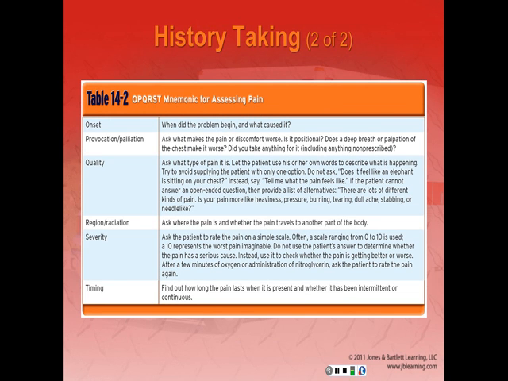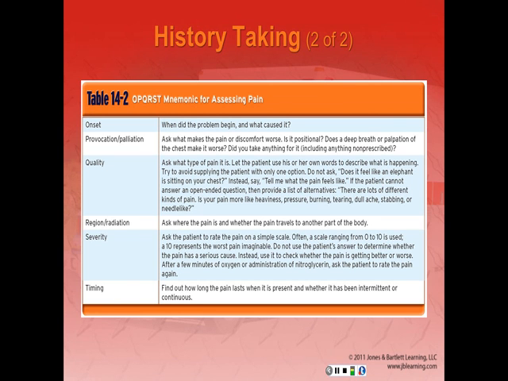If the patient doesn't have the ability to answer your open-ended question, then give them a list of alternatives. There are lots of different kinds of pain. Is your pain more like heaviness, pressure, burning, tearing, a dull ache, stabbing, or needle-like? These are all good suggestions for your patient to pick one for what their quality of pain is like.